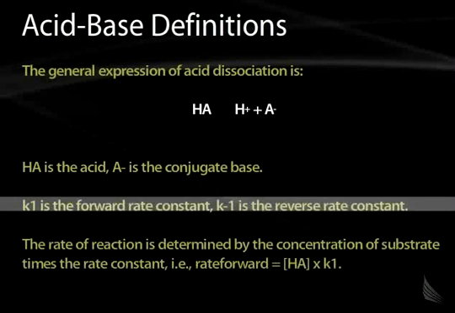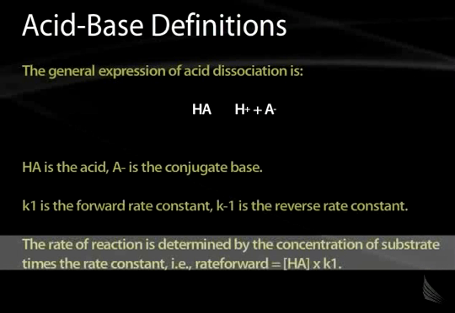The rate of the reaction is determined by the concentration of the substrate times the rate constant. So the concentration of the acid, HA, times the rate constant will give us the rate at which this reaction goes. But more importantly than that, this gives us an idea of how easily this acid dissociates. If K1 is much greater than K-1, that means that this acid tends to dissociate very easily and produces a lot of protons when placed in water. On the other hand, if K-1 is higher than K1, then this is an acid which doesn't dissociate very well and produces very few protons when placed in water.